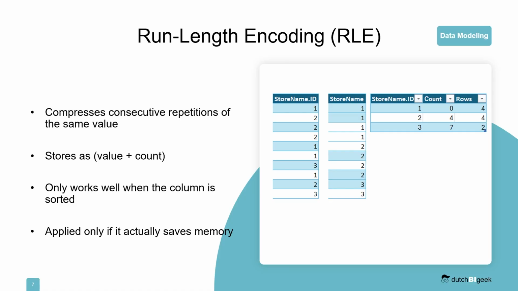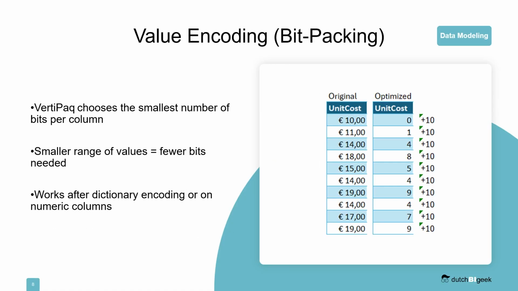Then the last compression technique is the value encoding or bit packing. And it compresses the numeric values. So VertiPaq finds the minimum value in the column. In this column it is the unit cost. It stores each value as a difference from the minimum. So in this case the minimum is 10, and you subtract that from every value.